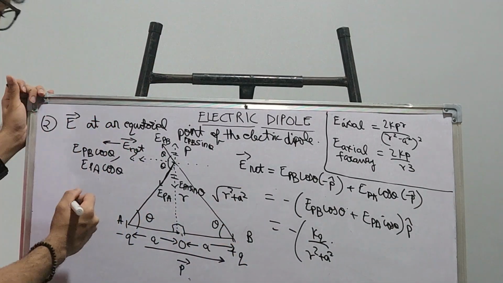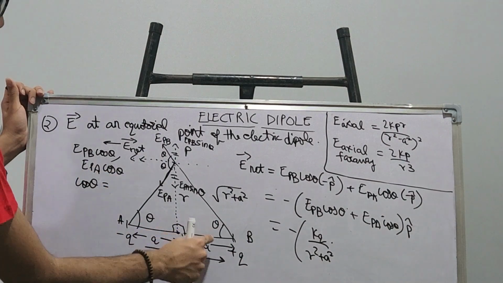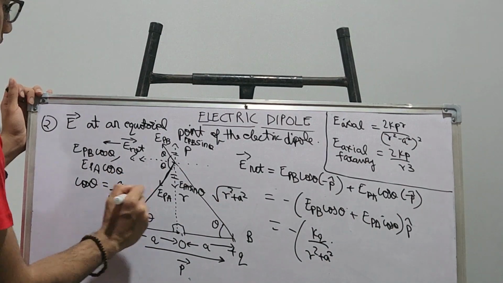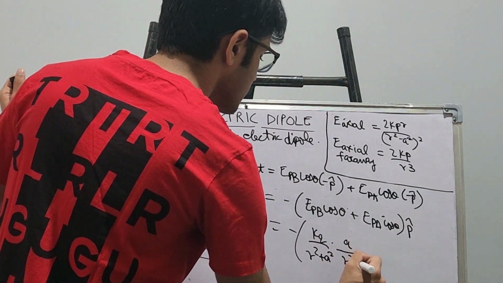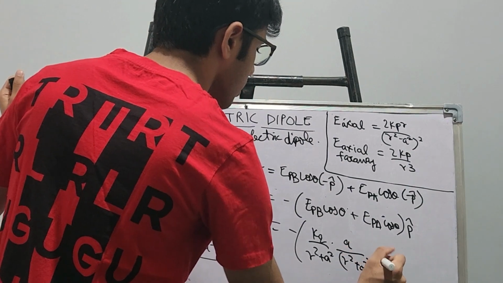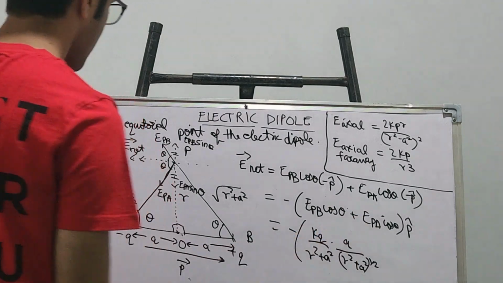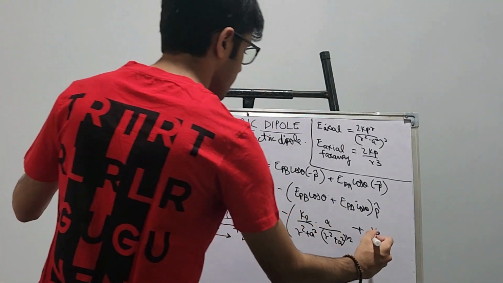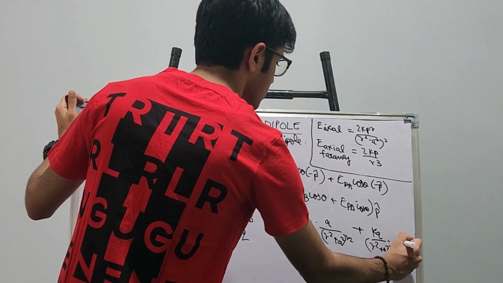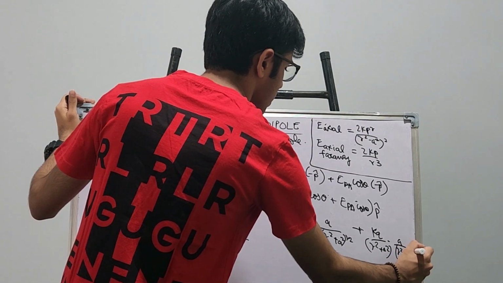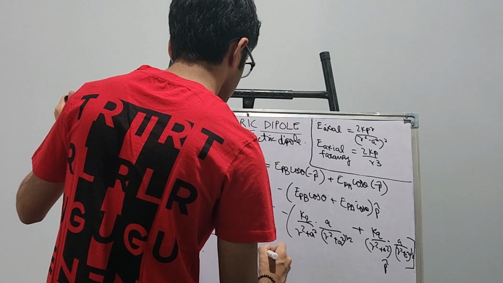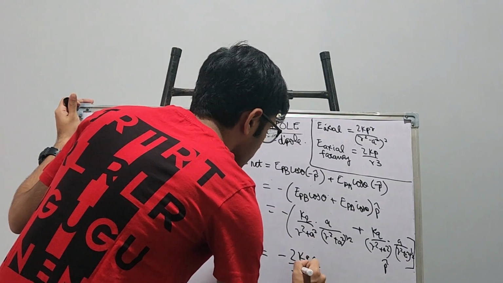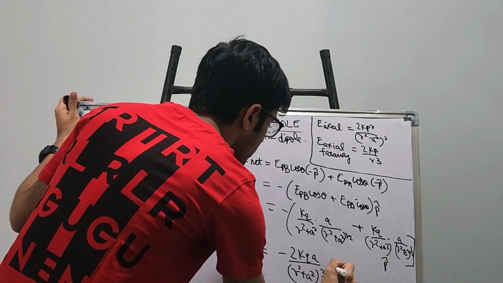Now I write here, cos theta is equal to base upon hypotenuse, so base is a and hypotenuse is under root r square plus a square, so this is a upon r square plus a square whole to the power 1 by 2. And EPA cos theta would also be the same. Plus EPA cos theta is KQ upon PA, again the same, r square plus a square, and cos theta would also remain the same, plus a square whole to the power 1 by 2, and this is p cap. So this is just minus of 2kqa upon r square plus a square whole to the power 3 by 2 p cap.